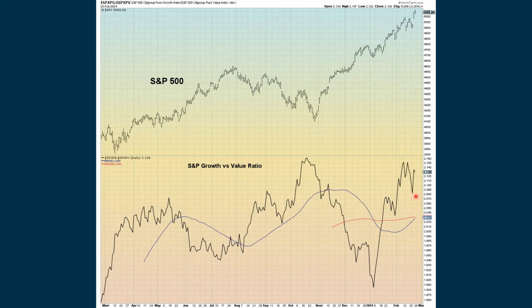We look for convergences and divergences here. One thing that was a bit of a warning sign, when we were really going up from the October lows, we saw the growth to value ratio going down. And that led to some really difficult times of sideways action. And when this ratio finally turned around and started to go back up, that's when we saw a lot more strength in the market overall. We keep an eye on this. If this really starts to deteriorate, that can actually flow through into the index itself.